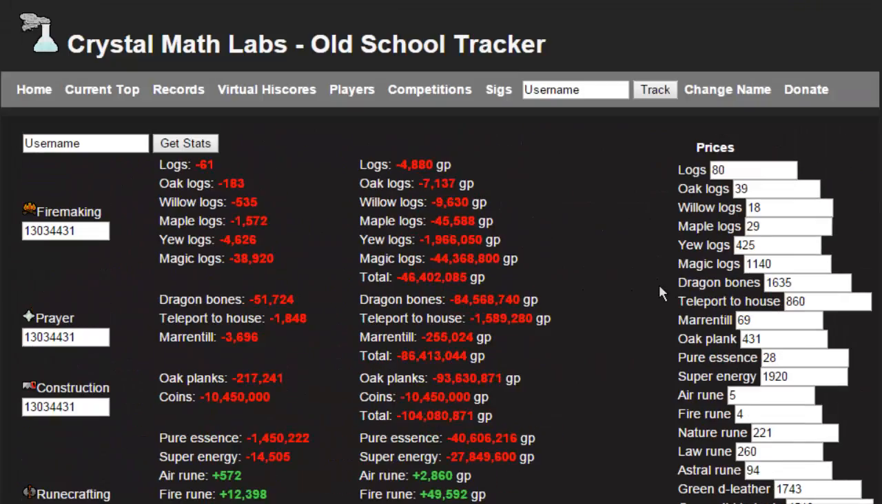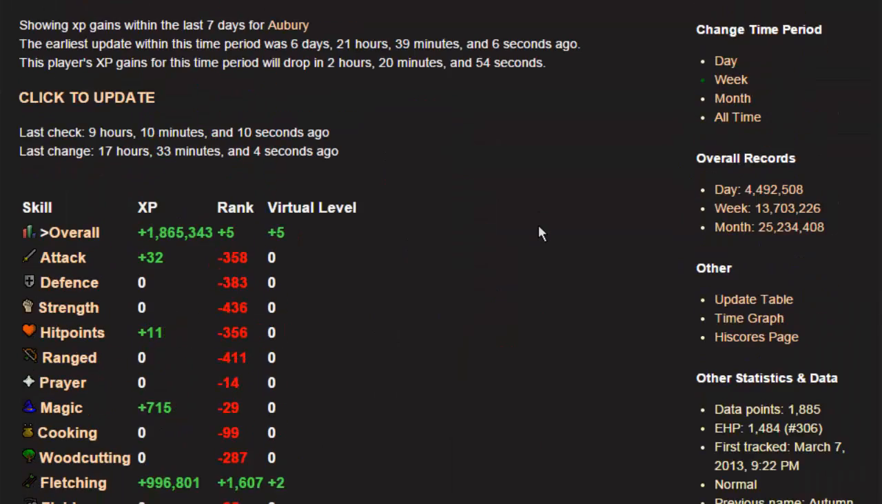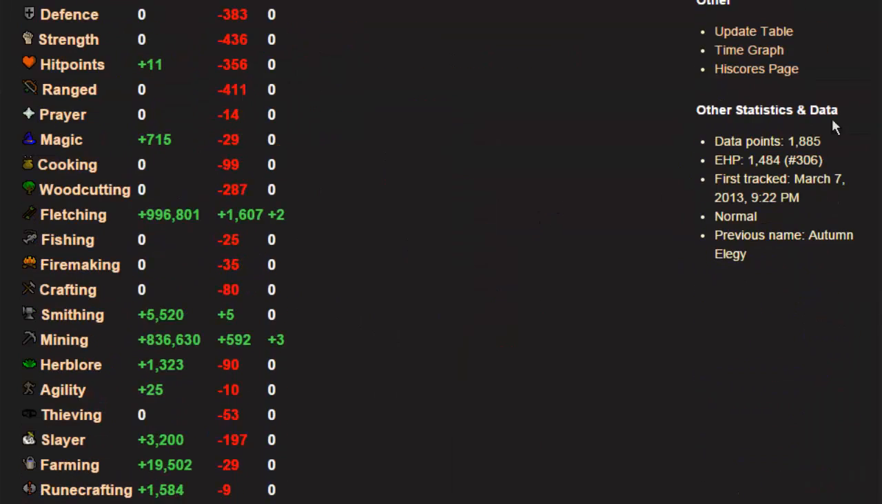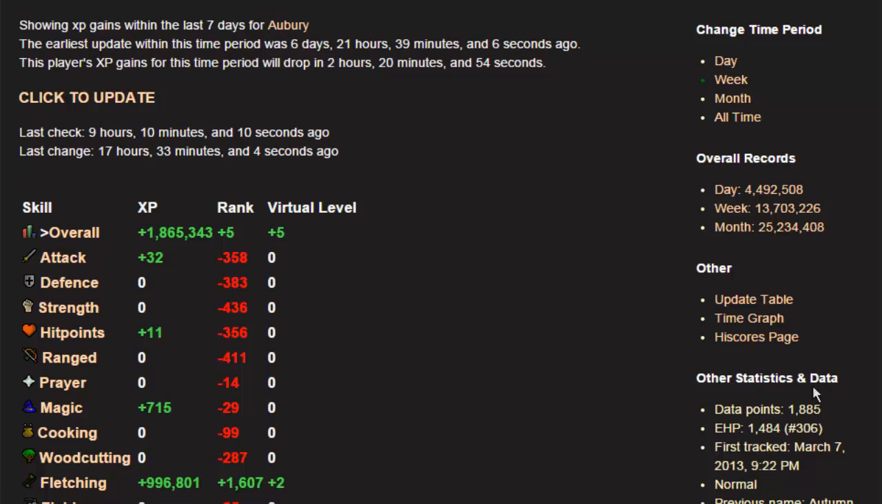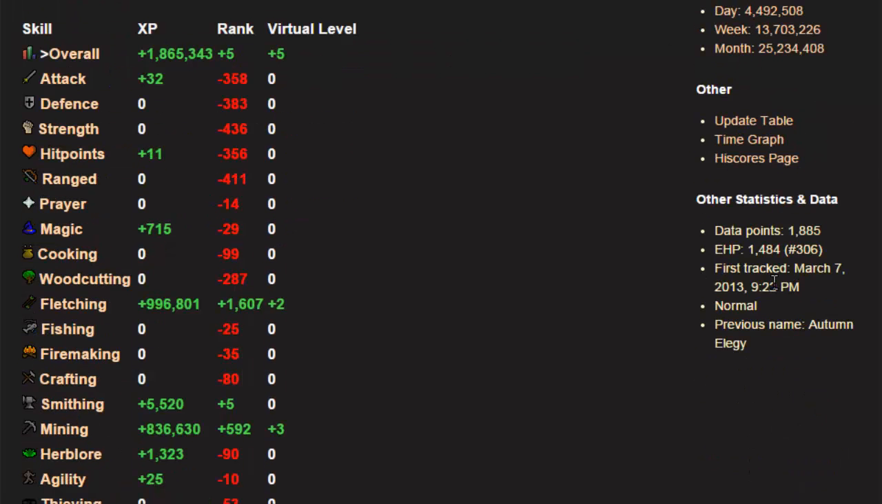And if I go back to my page, you can see your total EHP right here. If you go to other statistics and data, down at the bottom right here, you can see your EHP. Currently I have 1484 EHP on my main account right now, which means that according to their algorithms, I've played 1,484 hours. But obviously that's not actually true, because I've done all sorts of quests and different stuff that don't give you EHP rates and everything.